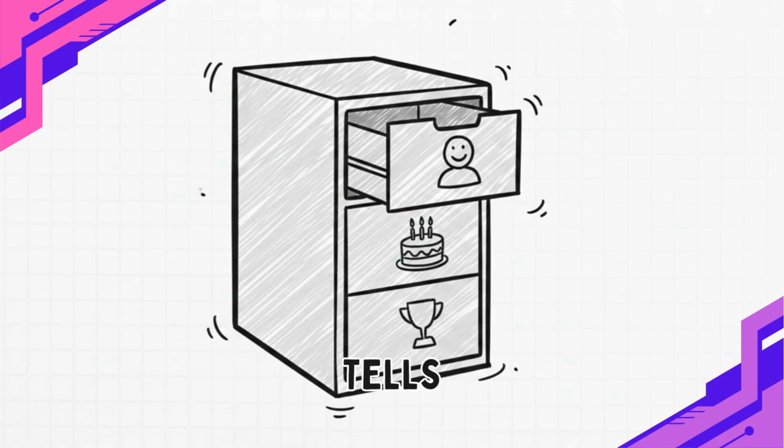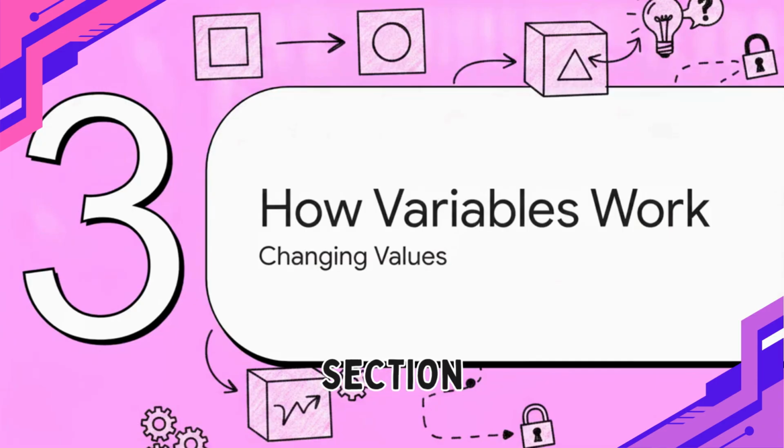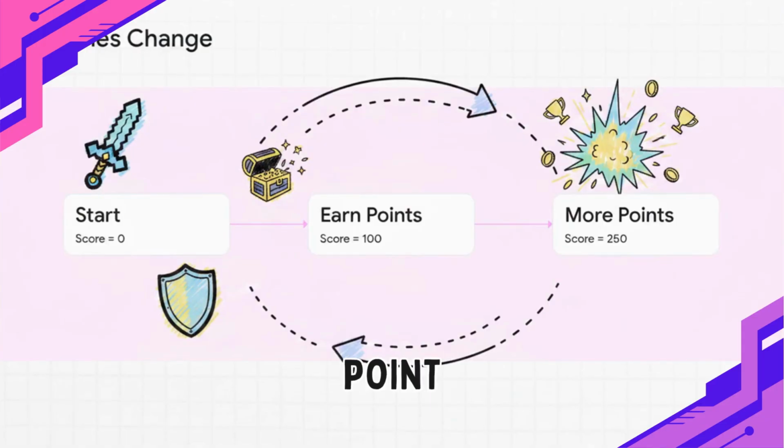The variable name tells the computer exactly where the information is stored. Let's shift gears now to Section 3, how variables actually work. So the really crucial point here is right there in the name itself, variable. It means the value inside the box can vary. It can change. Imagine you're playing a video game.